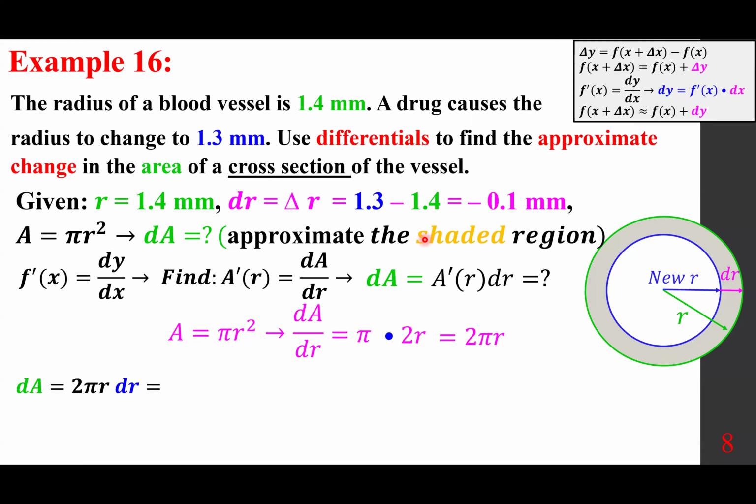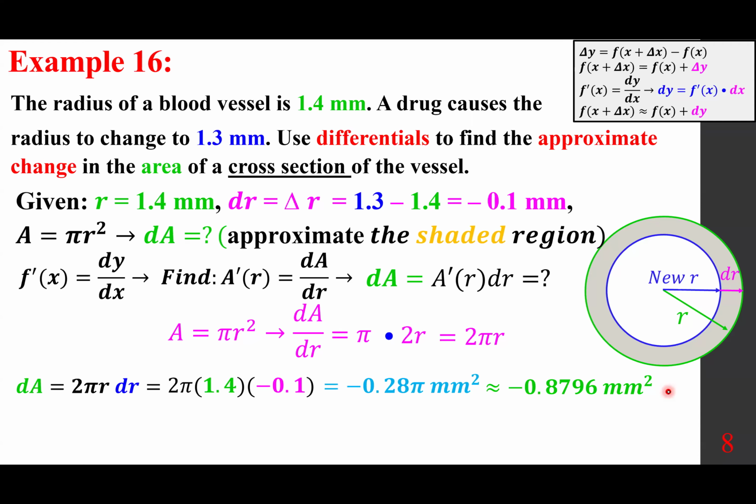Now, the given will help. Replace the r with 1.4 and dr with negative 0.1. We get negative 0.28 pi, precisely, millimeters squared. If they want an approximation, remember in calculus, we always go with an exact answer. You put it into a calculator with a bunch of decimals, negative 0.8796 millimeters squared.